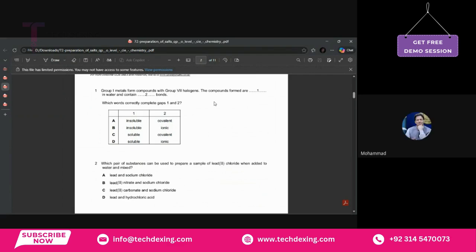The compounds will be soluble. Very good, soluble in water and contain ionic bonding. Group 1 contains metals and group 7 contains non-metals. So which bonding actually exists between metals and non-metals? Ionic. Very good. It's soluble and ionic. It's D.